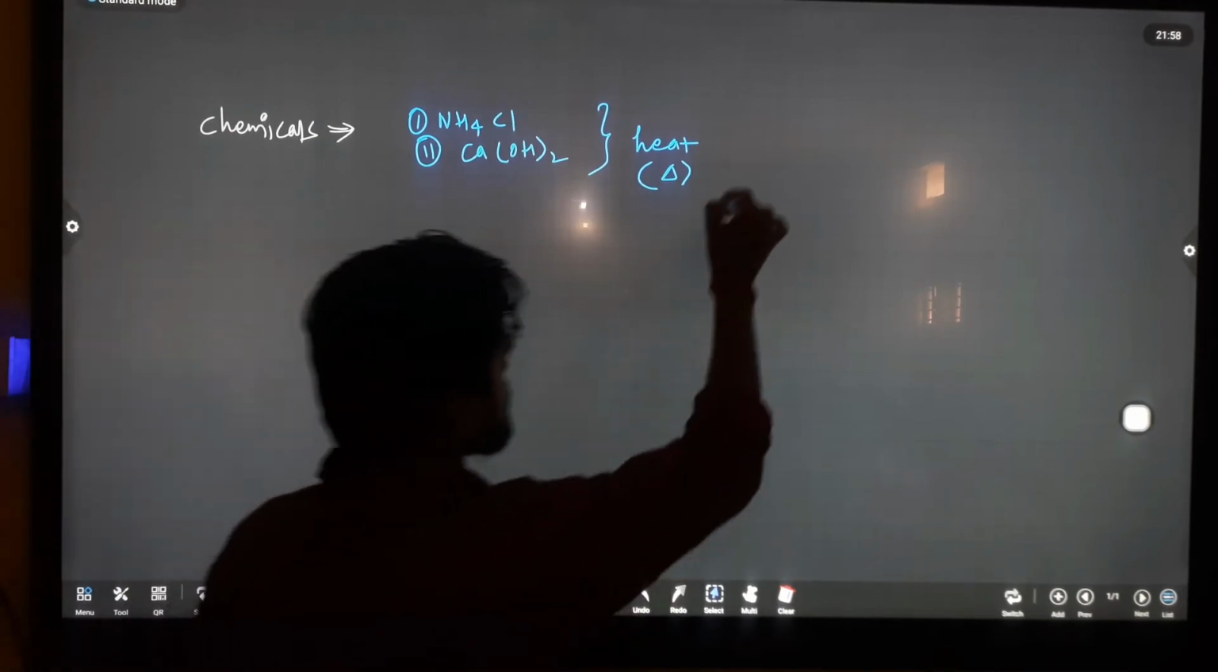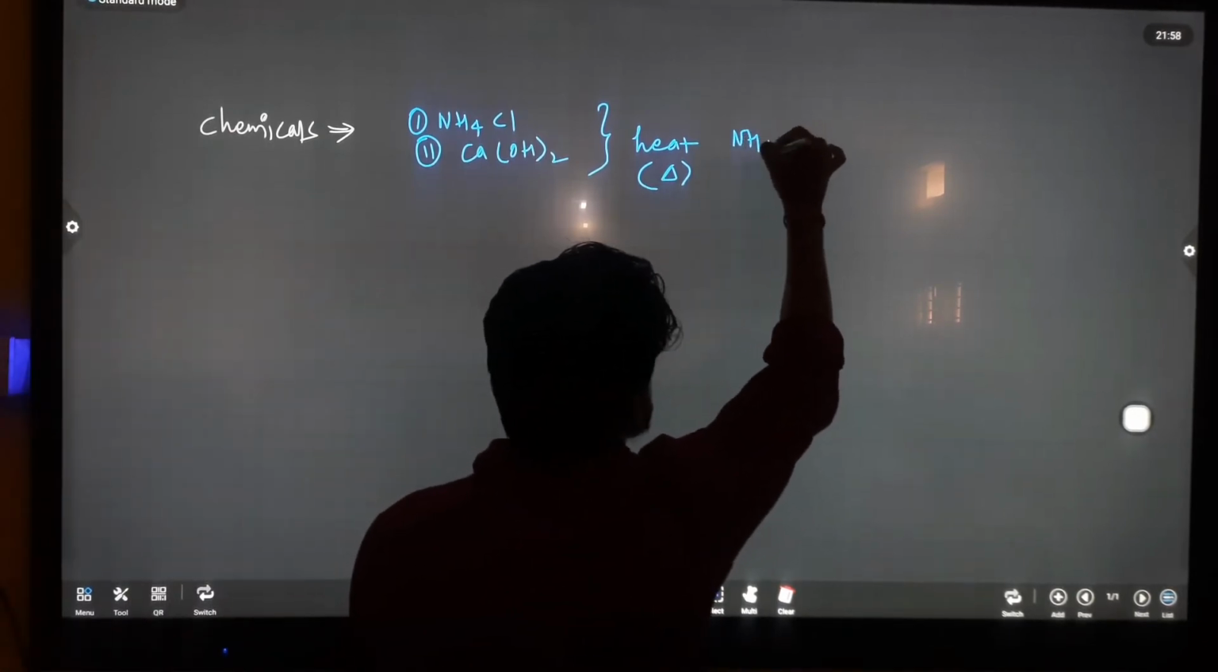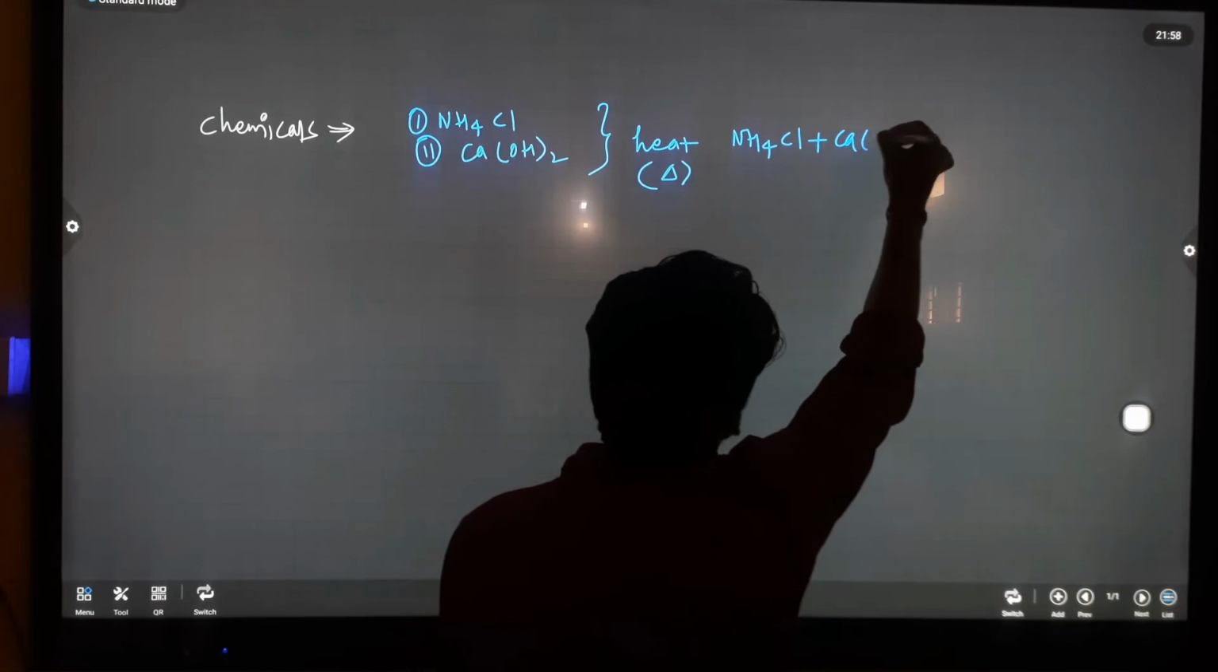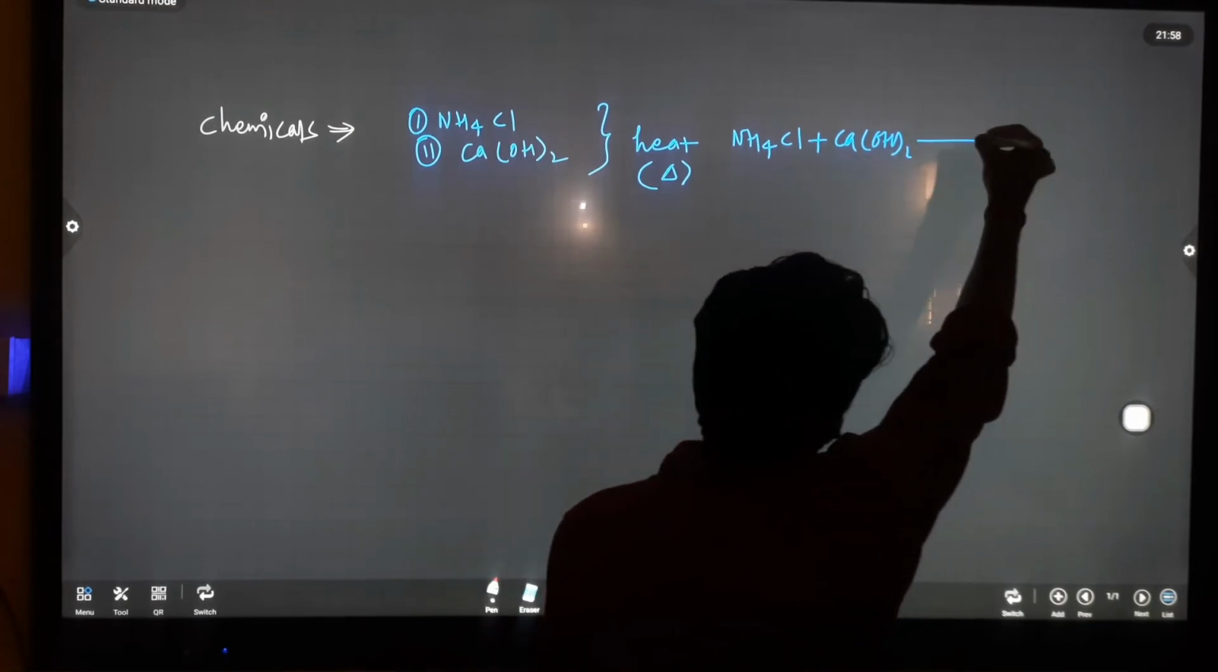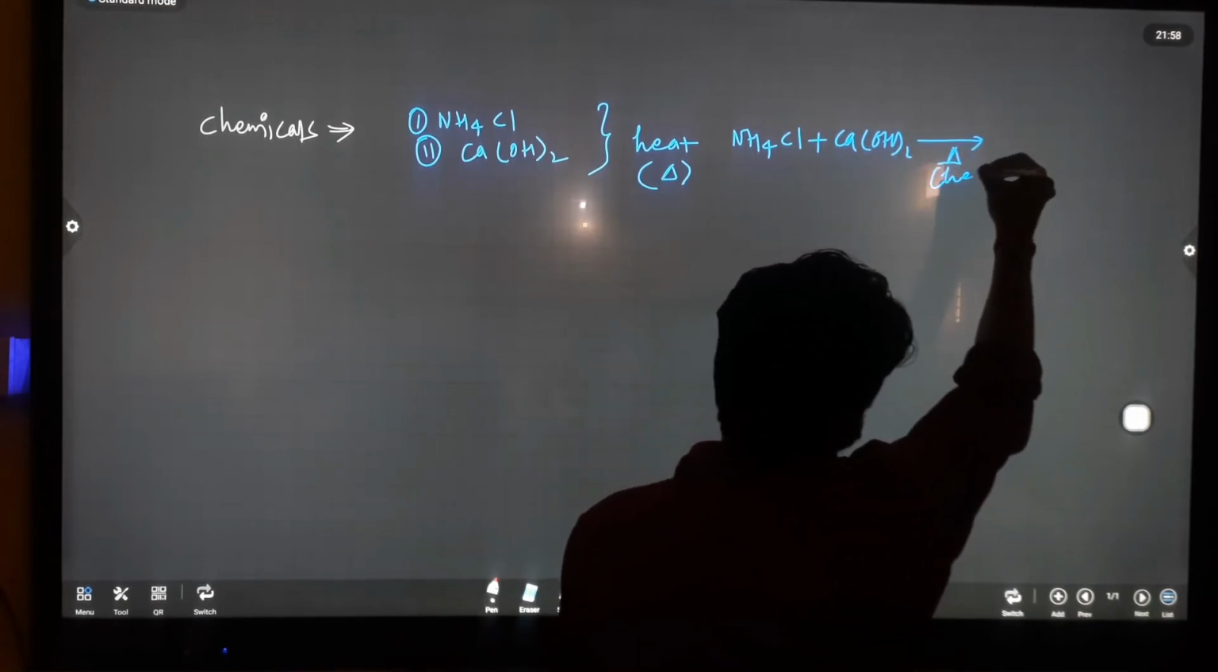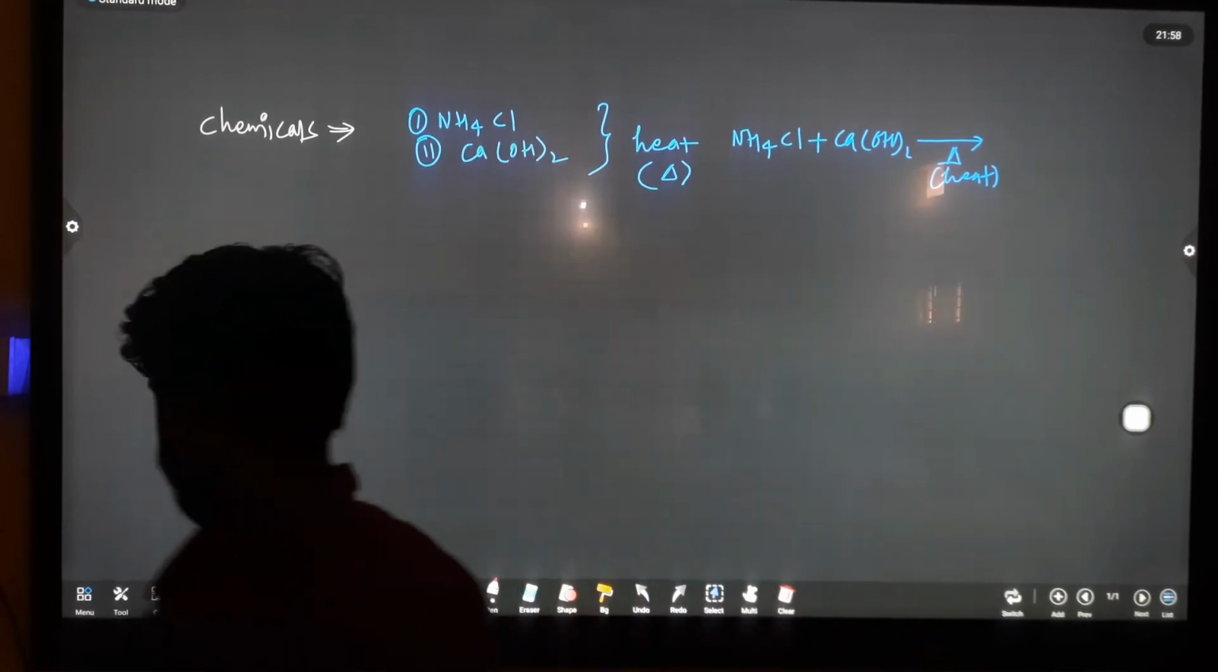While writing this reaction, NH4Cl plus Ca(OH)2, you show a triangle here. Triangle means heat. This you also show.